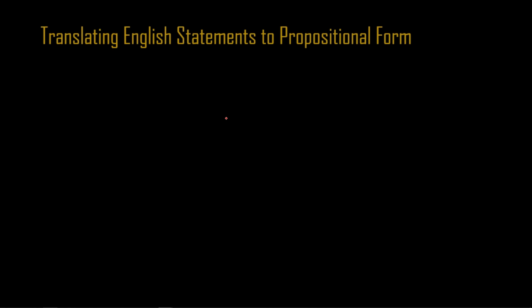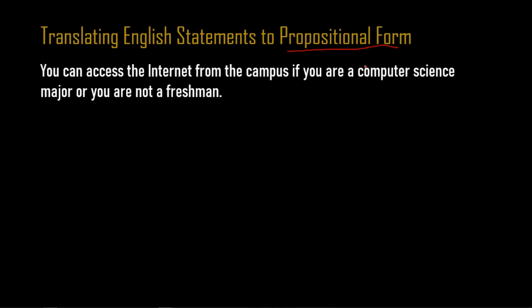Now let's try translating English statements to propositional form. A propositional form consists of propositional variables and logical operators. So our main goal here is to identify the right logical operators to use and to represent each proposition with a propositional variable. So our English statement is: you can access the internet from the campus if you are a computer science major or you are not a freshman.